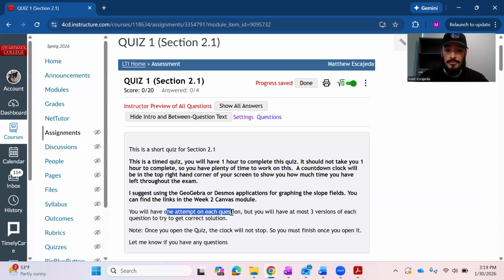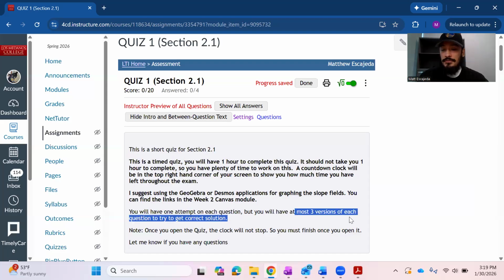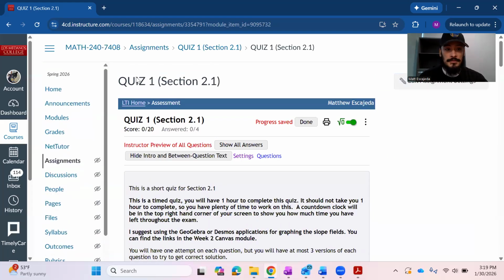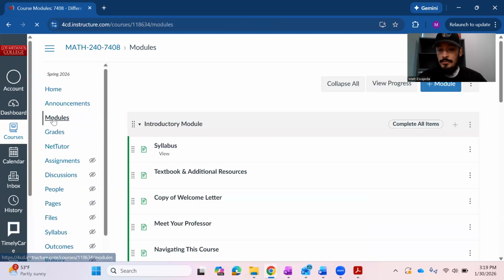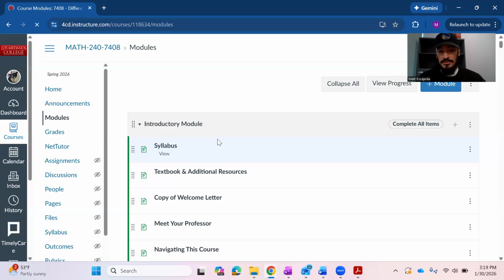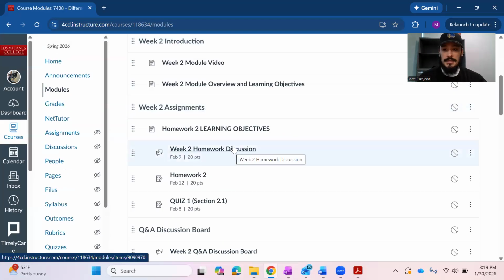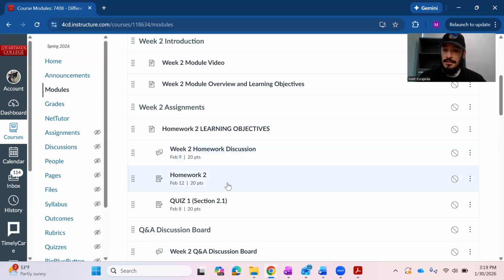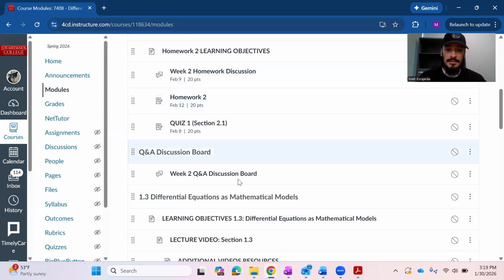You'll have one attempt per question, but you could have like three versions of a question. If you get the question wrong the first time, you can try it again. Wrong the second time, try it again. Wrong the third time, try it again. But after that third time, there are no more attempts, okay? Let me know if you have any questions. This will be due Sunday night by the 8th, I believe, February 8th. So you have until that Sunday to do it. No late passes. Once it's Sunday, it's Sunday, okay? So make sure to get that done.